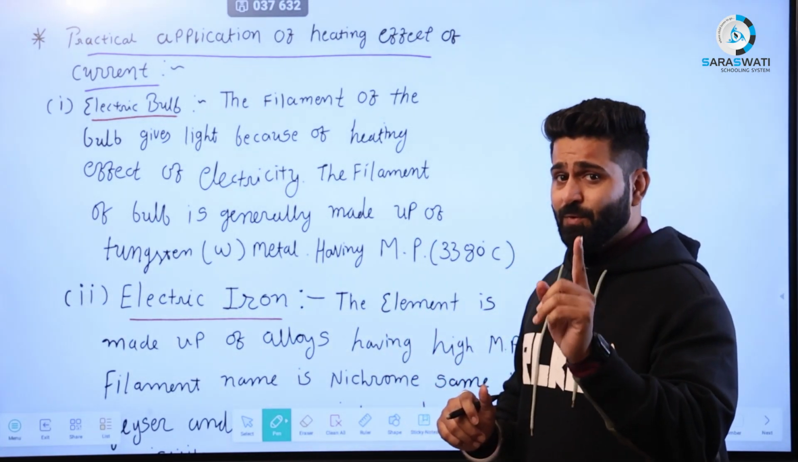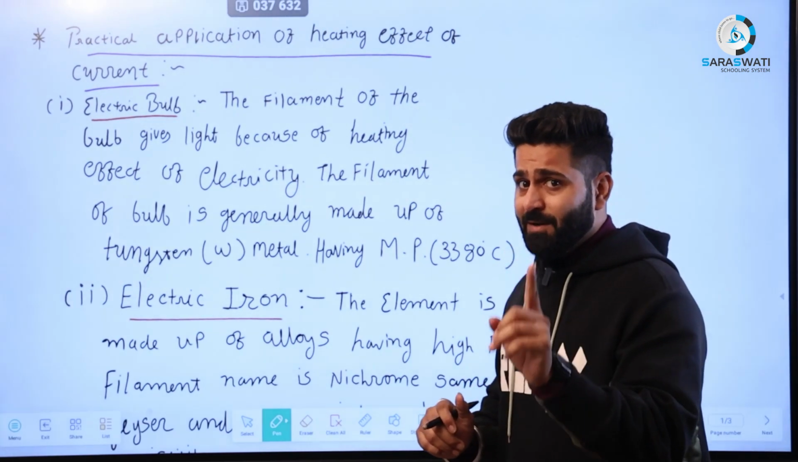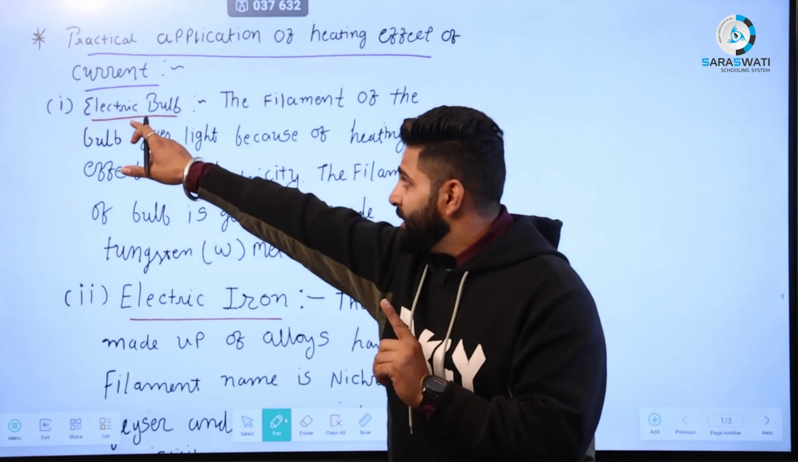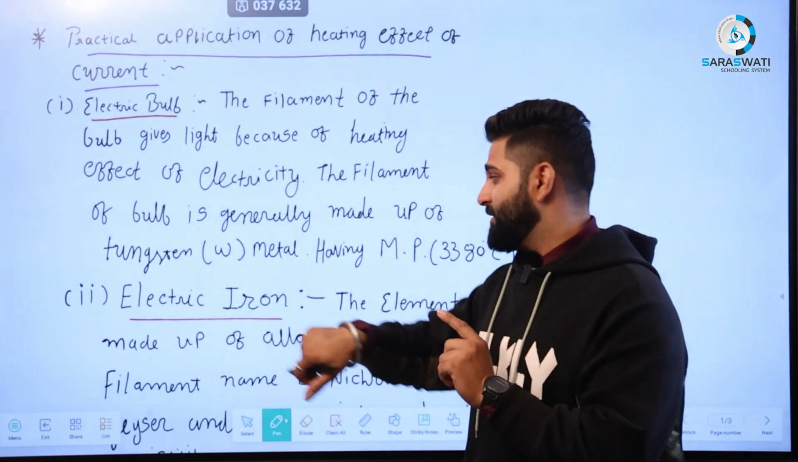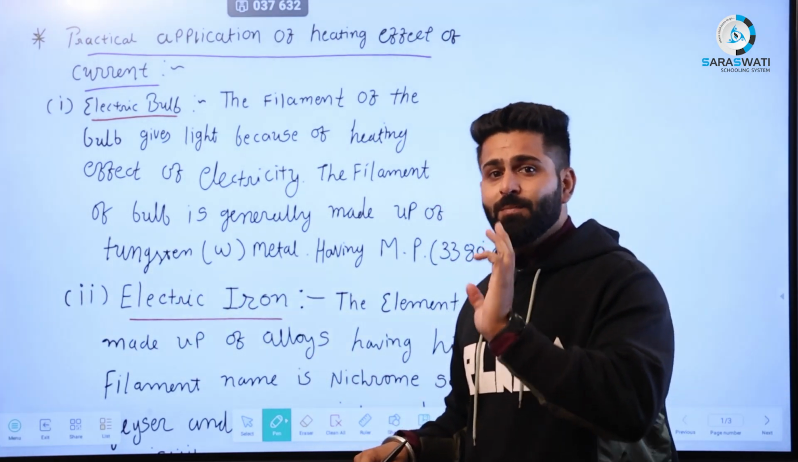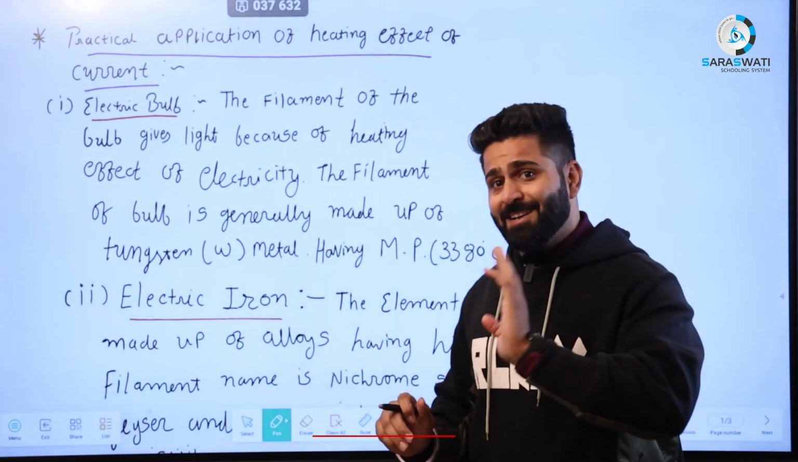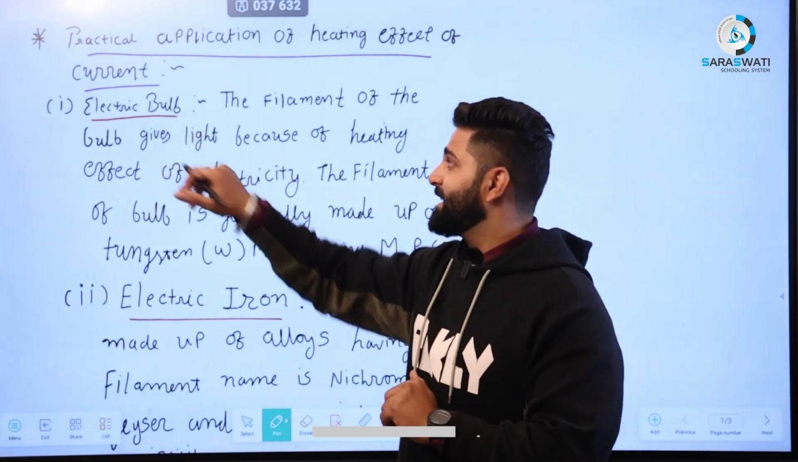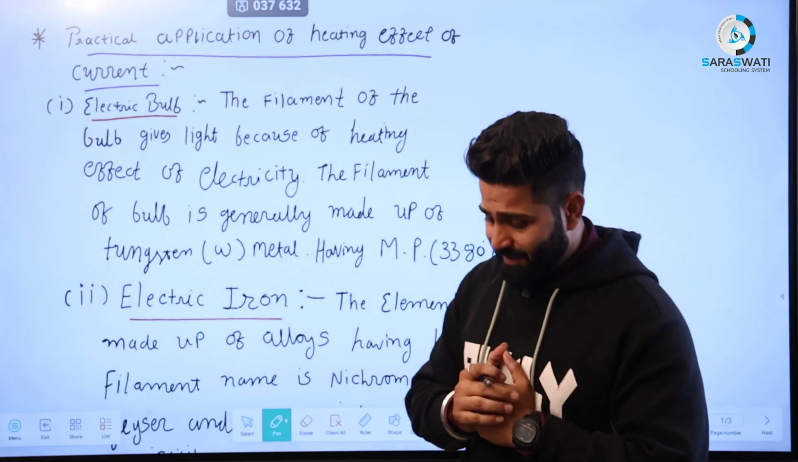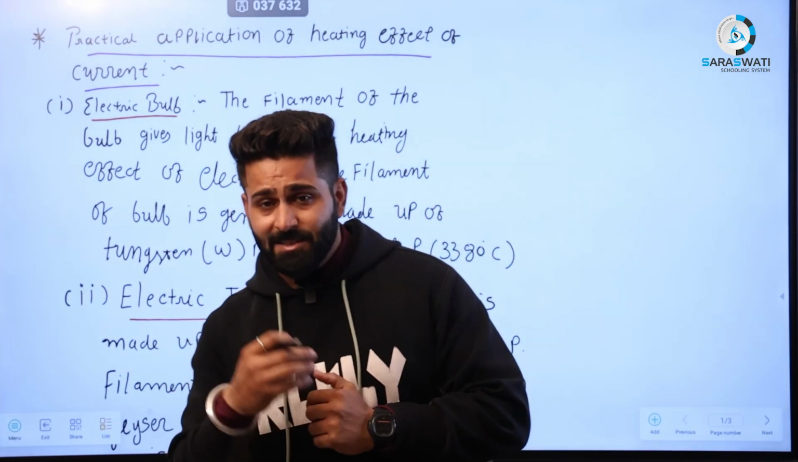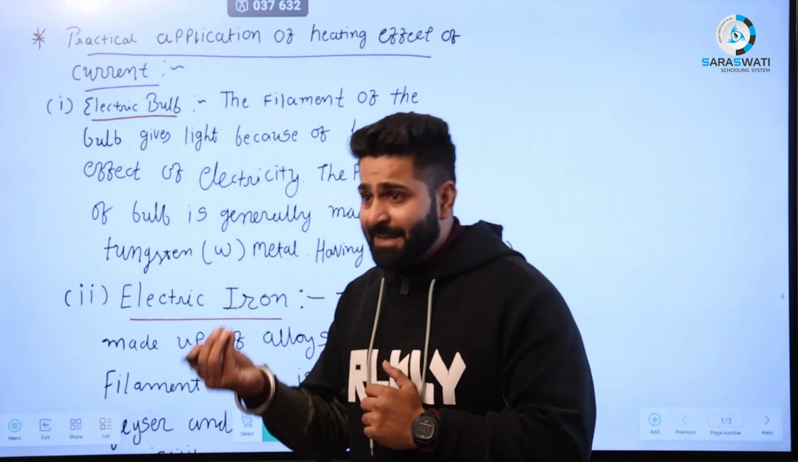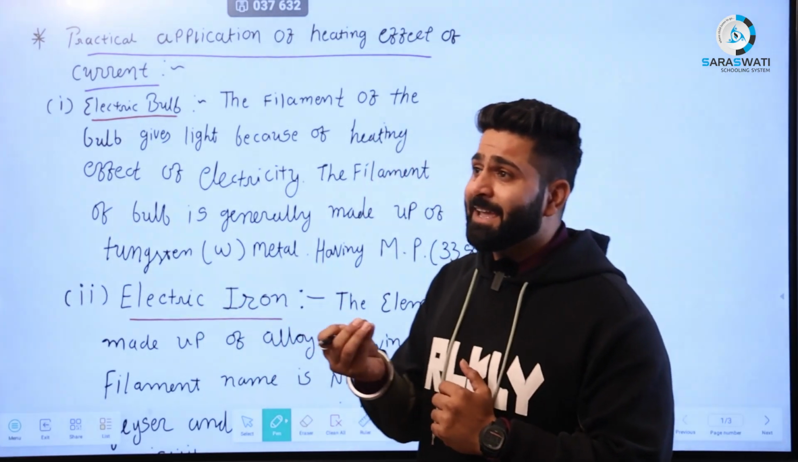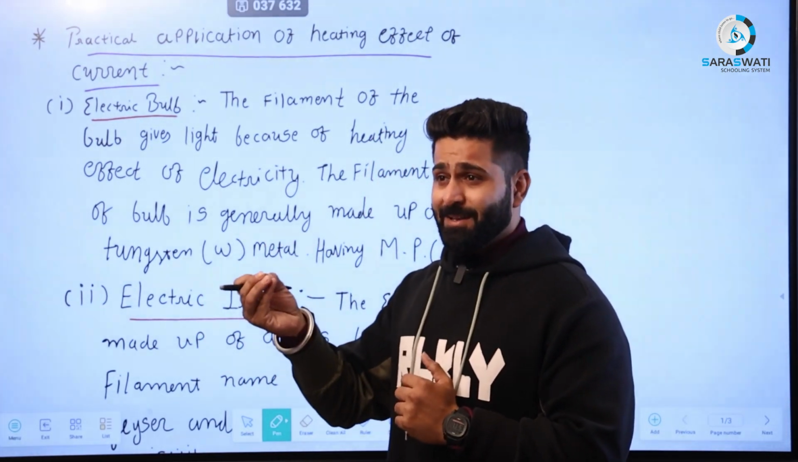If you remember these three parts, the main topics are electric bulb, electric iron and fuse. From there you can directly learn and directly write in your exam. First, the application is the electric bulb. As we know very well, when a current is passed through a wire, it starts emitting heat, and due to the heat it can be used in many applications.